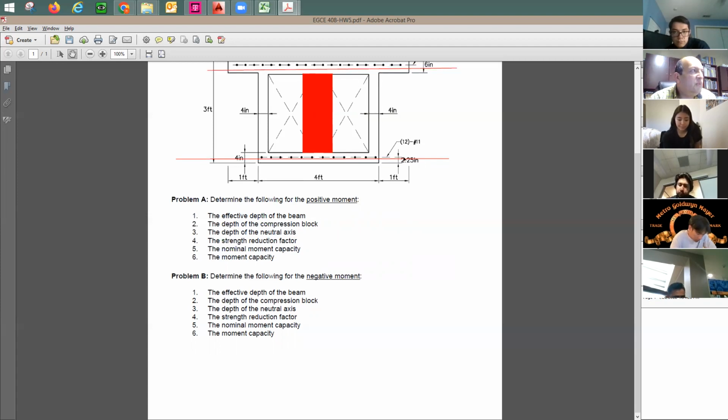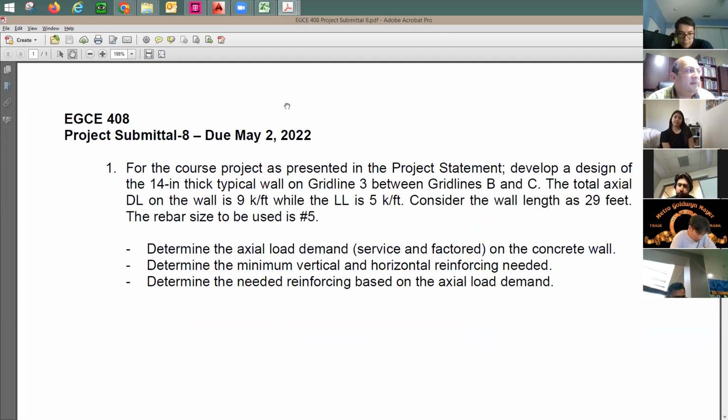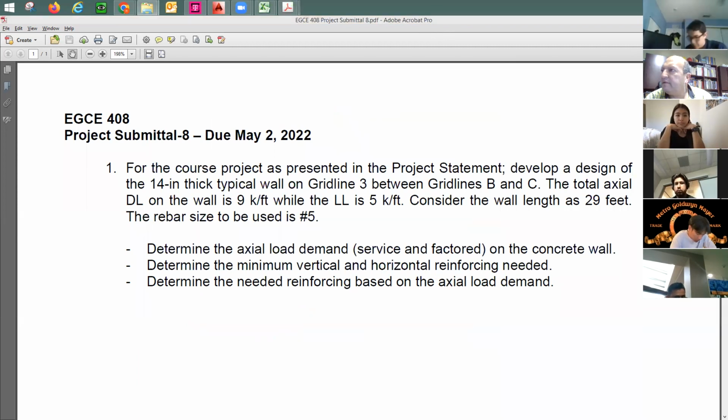Any questions on the homework and the submittal? Submittal is going to be so easy. You can just follow this example. You have a very nice example. You can finish it quick. Questions before I move forward?